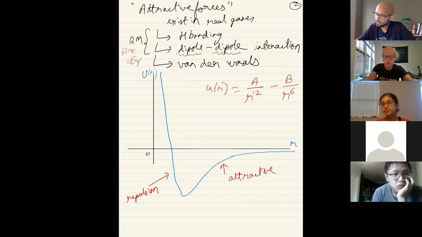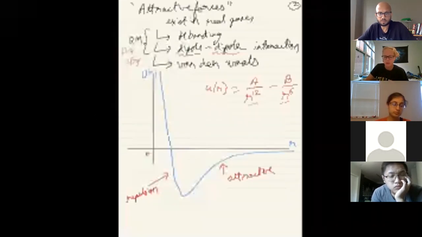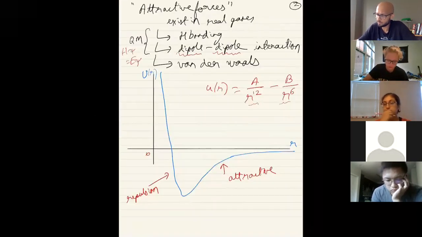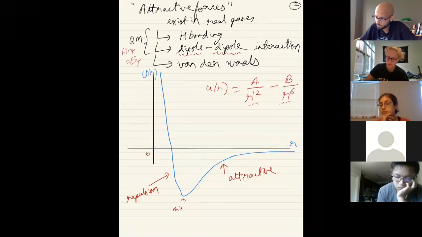So you can derive this R to the power 6 and R to the power 12 expression by first principles, but I'm just drawing a curve here. It doesn't matter what powers we have. We could take other powers too. But this is the typical behavior you will have. And there will be a minimum in the potential energy.